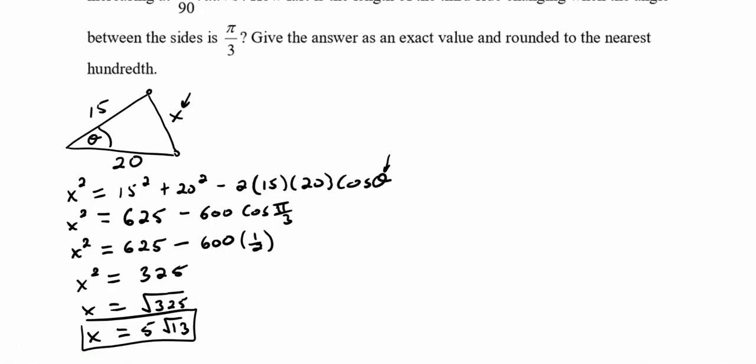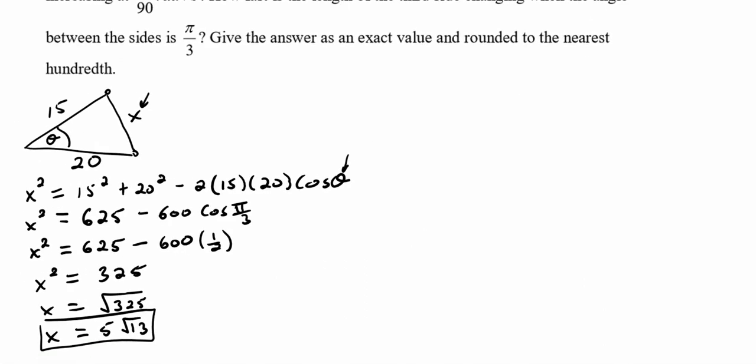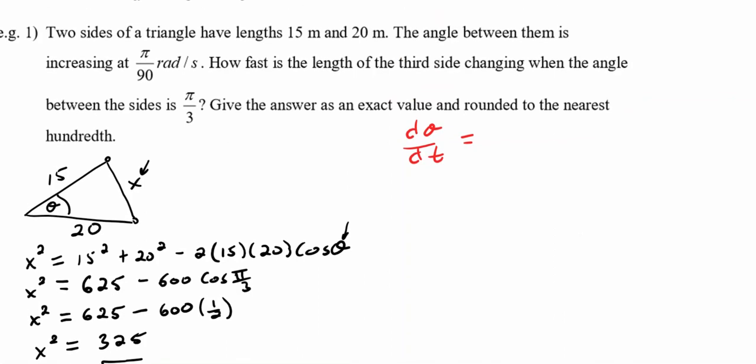All right, so what do we know? We know d theta dt. In the context of my question, what was that? Pi over 90, yeah. This is how fast my angle is changing every second. So that's pi over 90. Okay, so we got that one.